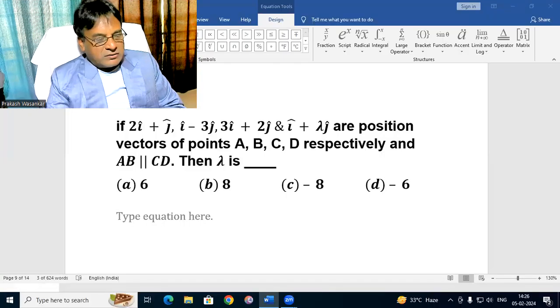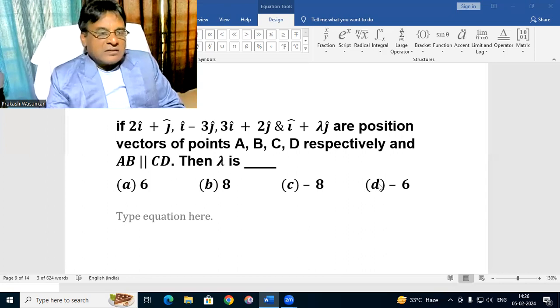Students, today we solve one problem, a multiple choice question on vector algebra. The question is: if 2i plus j, i minus 3j, 3i plus 2j, and i plus lambda j are position vectors of points A, B, C, D respectively, and AB is parallel to CD, then lambda is: option A, 6; option B, 8; option C, minus 8; option D, minus 6. In this problem, we find the value of lambda.